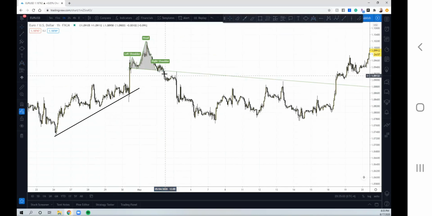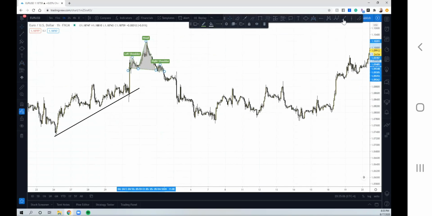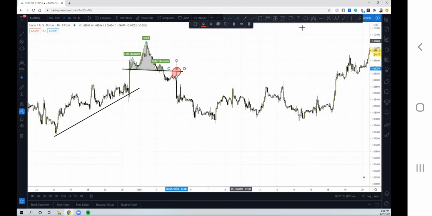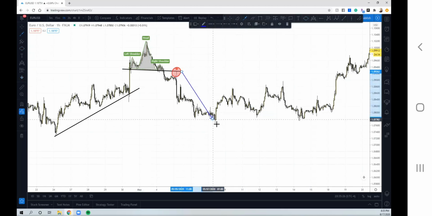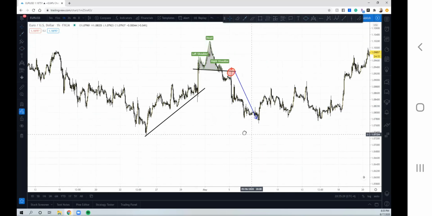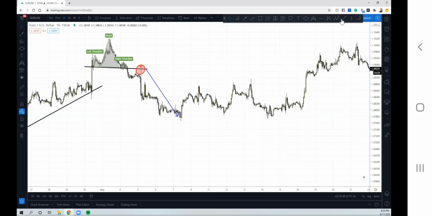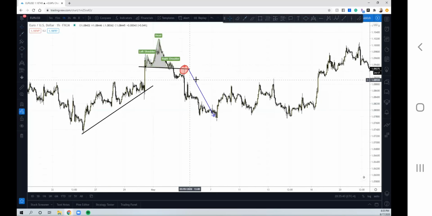Now we wait for the break of the neckline, this is the neckline right here, just like so. And as you can see, as it broke, it came right back to the neckline to retest, and that was where we would have taken a sell opportunity to continue downwards, all the way to the bottom of this uptrend. Or we could have at least taken it to the bottom of this here, which you still would have been in profit, right?